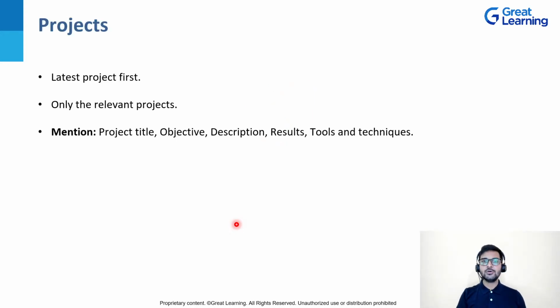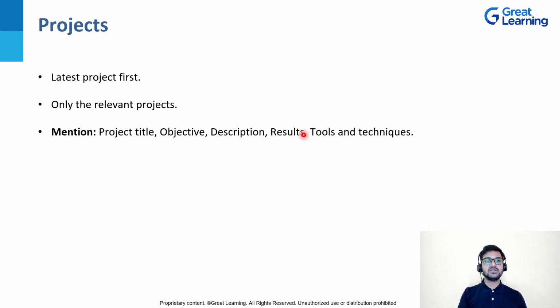Now, how do you mention your projects? Again, reverse chronological order. First the latest project, and only the relevant projects should be there. You can mention the project title, objective, description, results, and tools and techniques. So let's say for the project title, you have done something in sales, maybe a project on lead generation. You can write that the objective was to generate leads for this company in this team for this particular project.